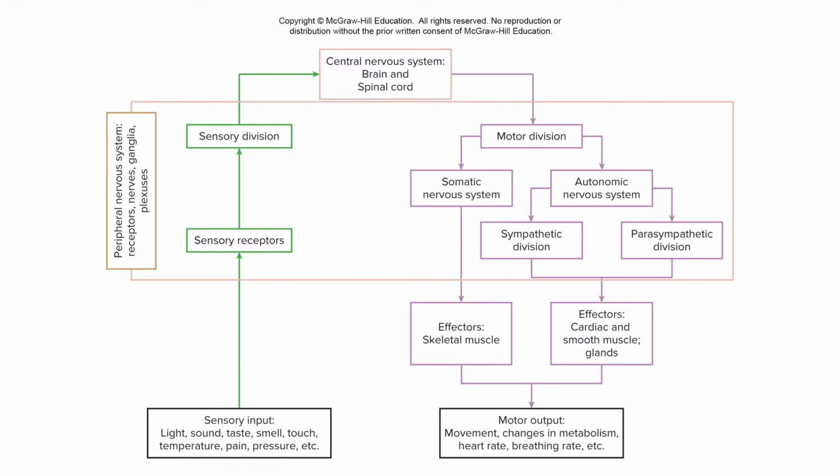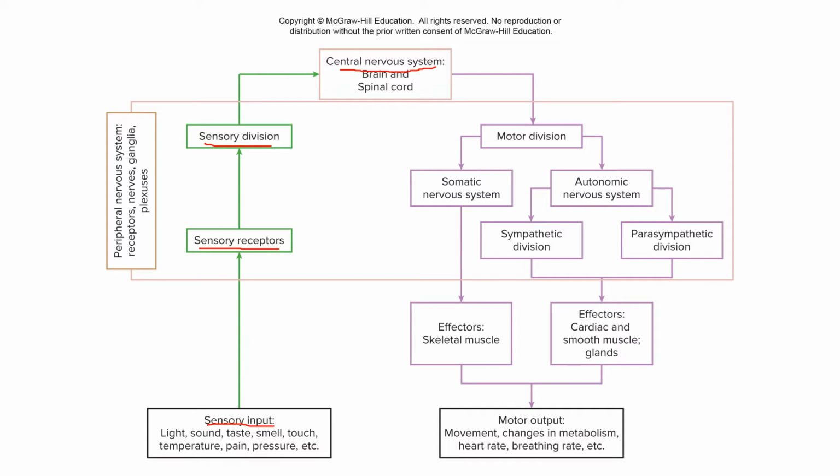So this diagram shows you the main divisions of the nervous system and how they interact with each other. The sensory division starts with a sensory input which can be brought about by the exposure to light, sound, taste, smell, touch, temperature, pain, or pressure. Then the action potentials are sent by your sensory receptors to your sensory division, and then eventually going to the central nervous system, wherein your brain and your spinal cord decode the message brought about by the action potentials.